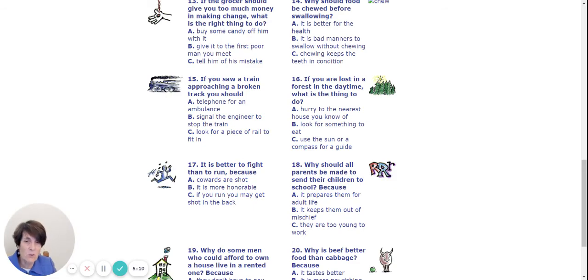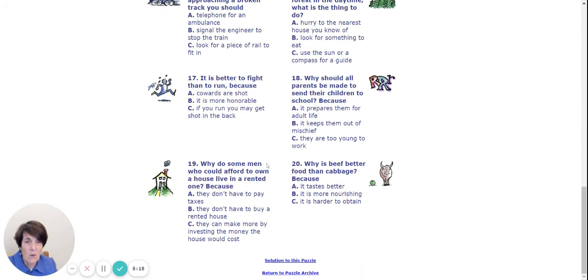This is just way too dependent on culture and history. If you were an immigrant, you wouldn't answer these correctly. If you didn't speak English well, you couldn't answer these correctly. So why is beef better food than cabbage? Because it tastes better? It's a ridiculous question. But this is just a funny example. So I want you to keep this in mind when you're thinking about IQ tests.